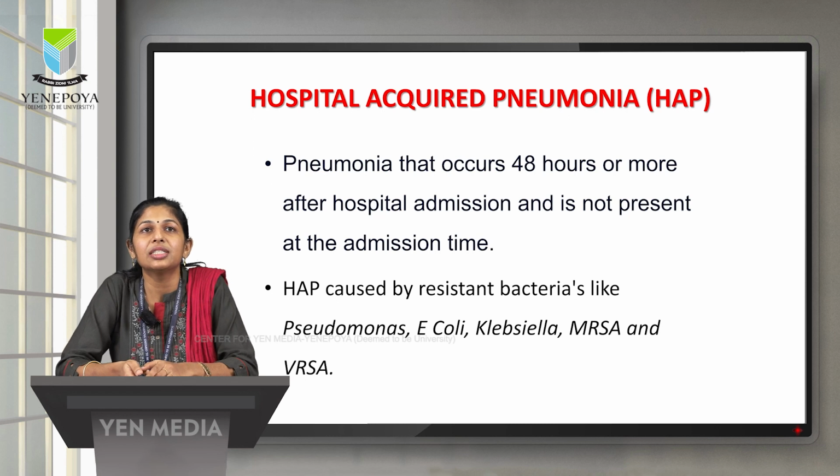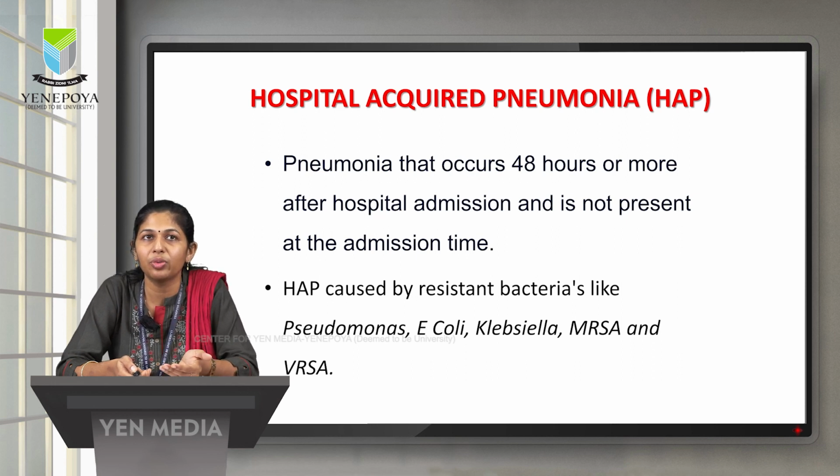Now we are going to discuss hospital acquired pneumonia. What do you mean by hospital acquired pneumonia? This type of pneumonia occurs 48 hours or more after hospital admission and it is not present at the time of admission. That means at the time of admission the patient may not feel any signs and symptoms of pneumonia. After 48 hours of admission to hospital, the patient may develop pneumonia. This type of pneumonia is called hospital acquired pneumonia.